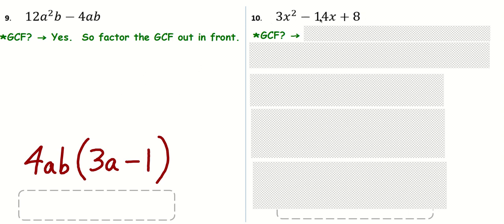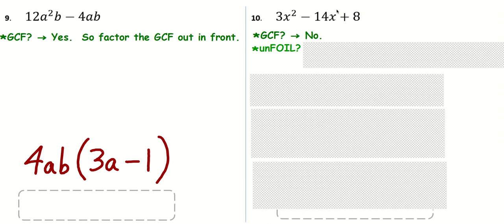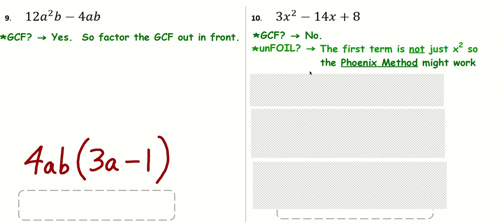Number 10. Is there a greatest common factor? Nope. Does this unfoil? Yep. But seeing as how we got a 3x squared, Phoenix method time.